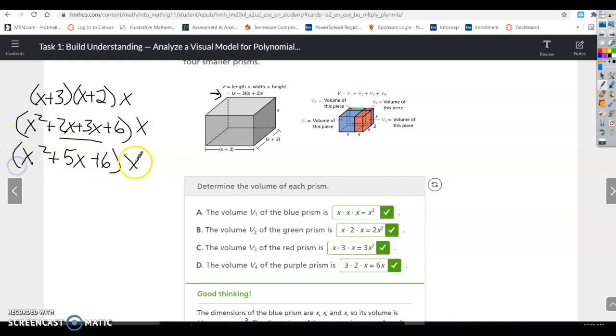And now we have to distribute this last side length, or x. So x squared times x is x cubed. So plus 5x squared, and then plus 6x. All right, so that comes from multiplying the length, the width, and the height.